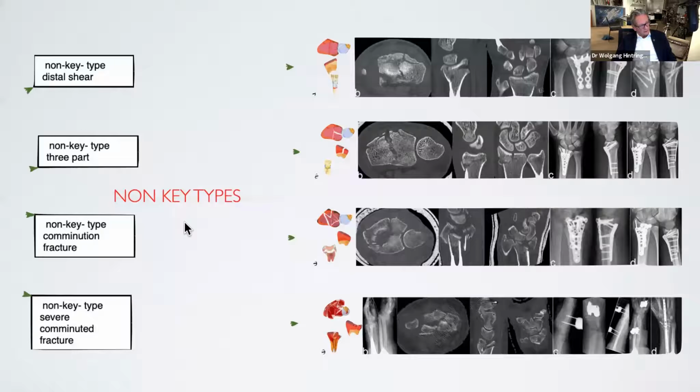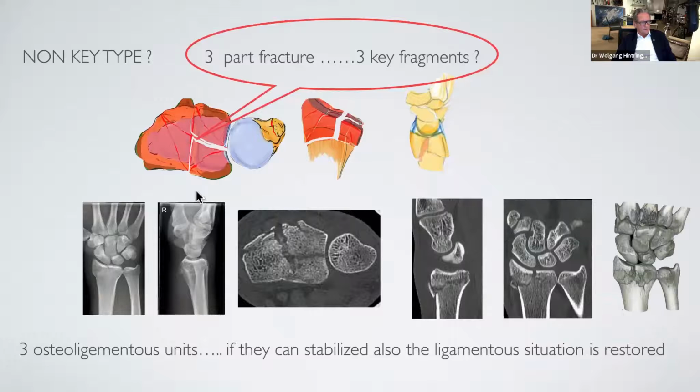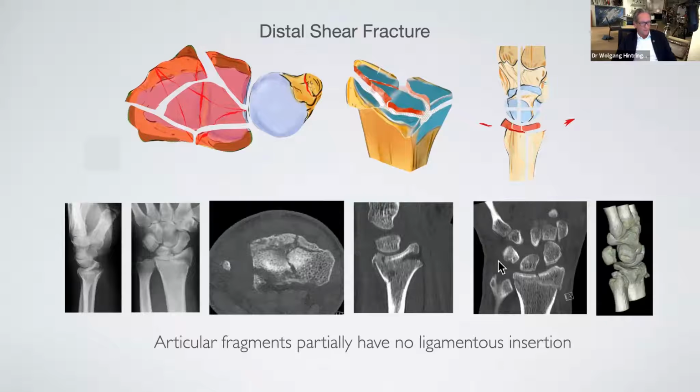There are not only key type fractures, but we have also so-called non-key types, such as a three-part fracture. Well, we could see, the question is, is it really a non-key type? It is a three key type fracture because we have three key fragments. If you get these three fragments stable, you have a stable carpus. You see here the plain X-ray, the axial CT scan with a three-part fracture, and here a 3D reconstruction.